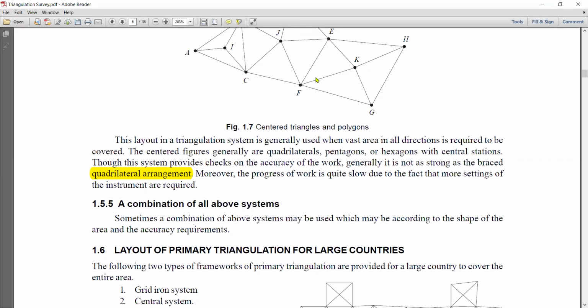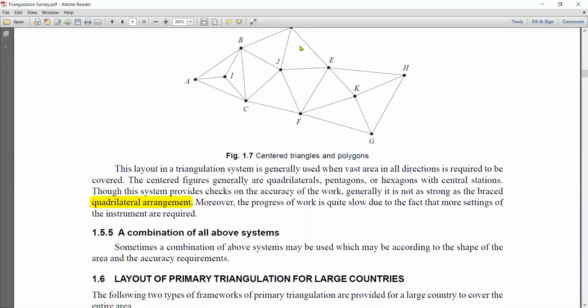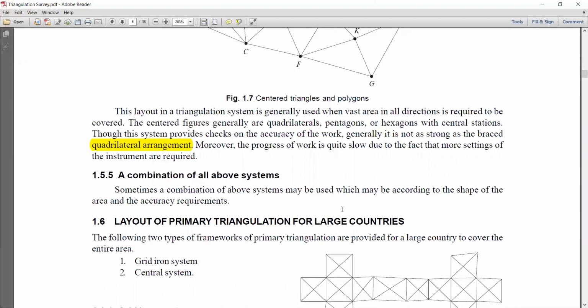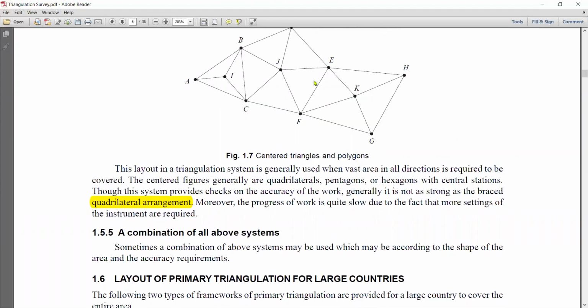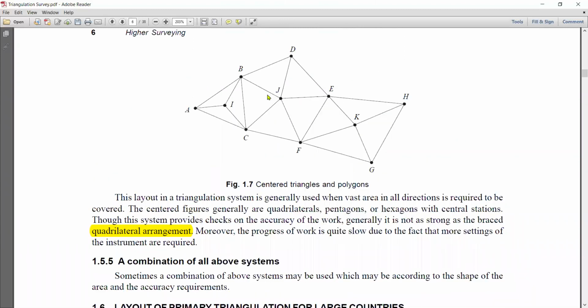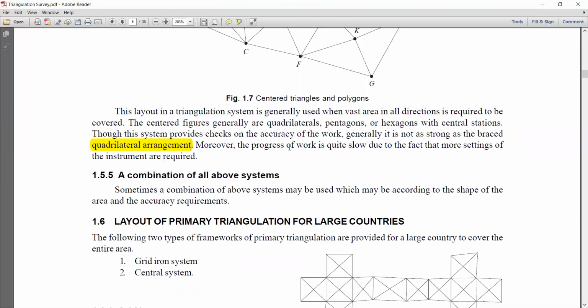Since different figures are arranged to make a polygon here, it is not considered the strongest. Moreover, the progress of work is quite slow due to the fact that more settings of the instrument are required. Since different figures are framed here, there will be more shifting of the instrument from one corner to another. So it is not considered the fastest among all these three.